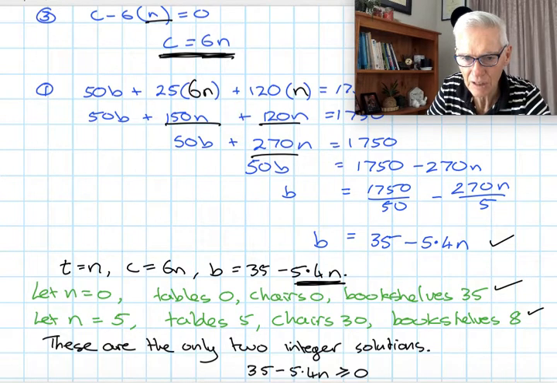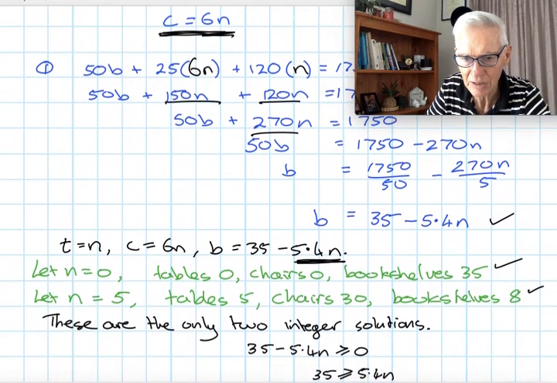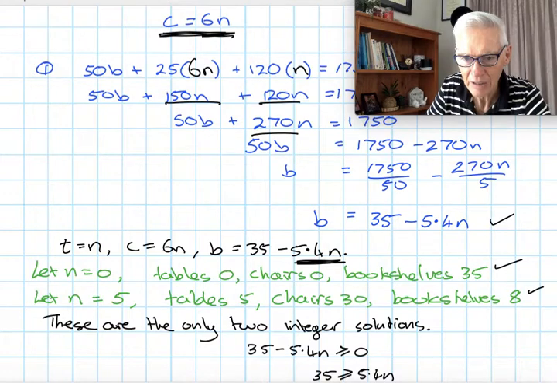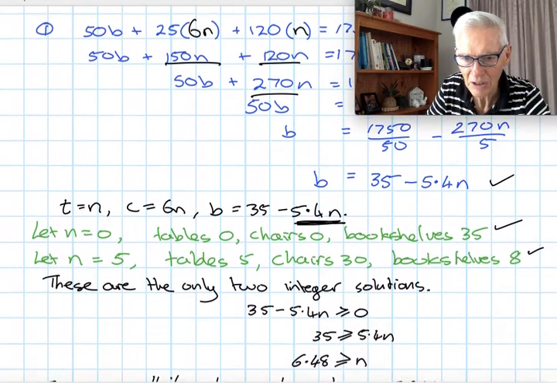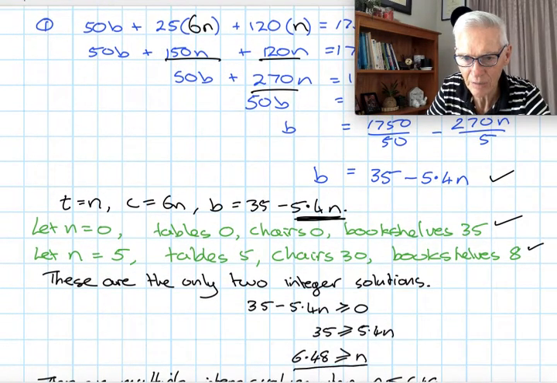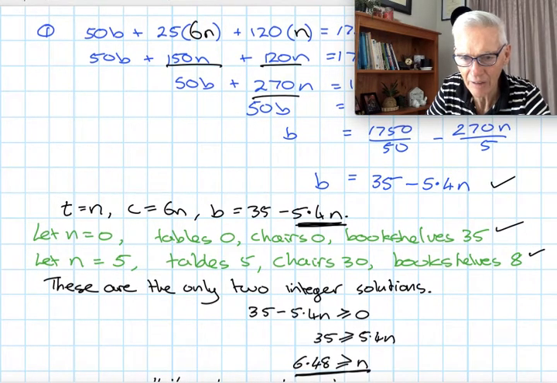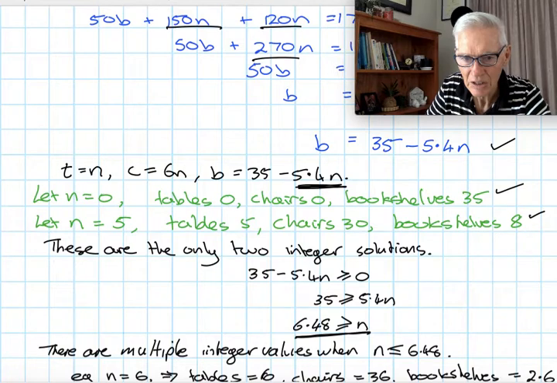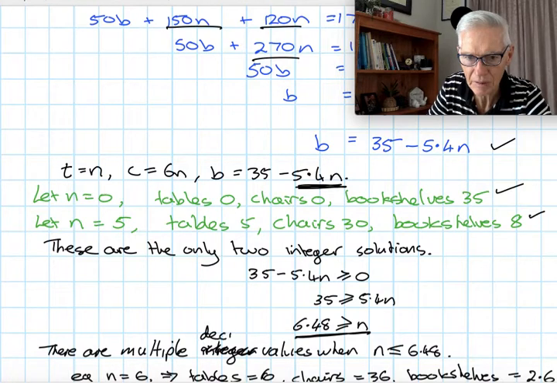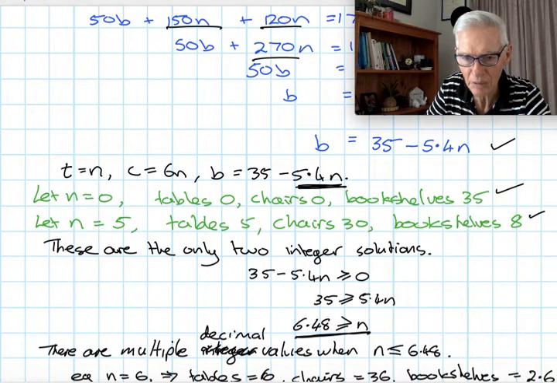So we shift the 5.4 to the other side. And we divide by 5.4. So n is less than 6.48. So as long as he doesn't make more than 6.5 tables, he should be able to find solutions. So there are multiple, that shouldn't be integer, that should be multiple decimal values. There are multiple decimal values when n is less than 6.48.